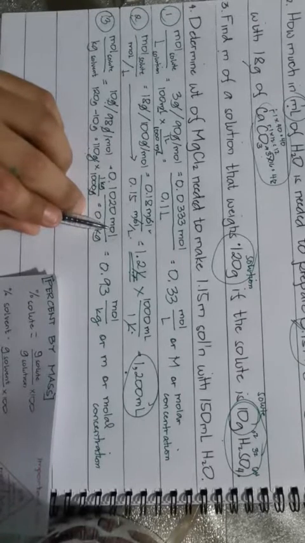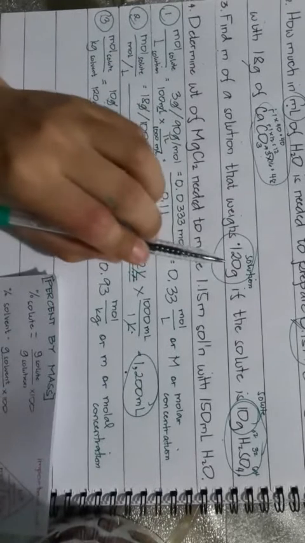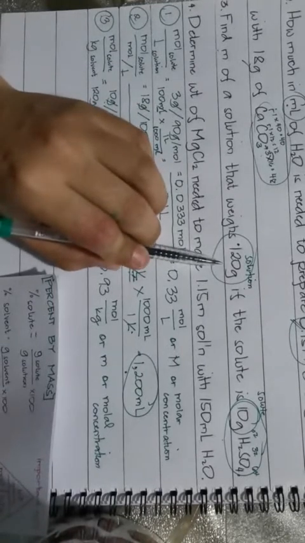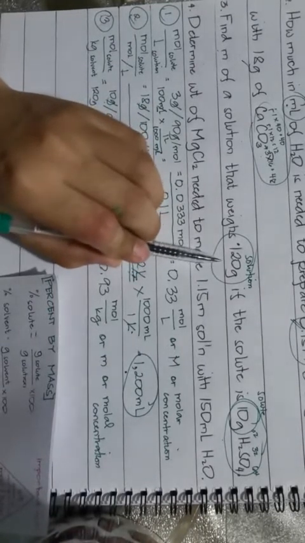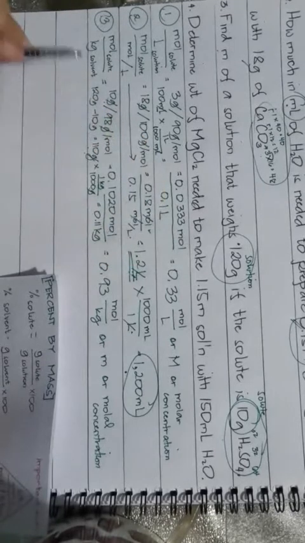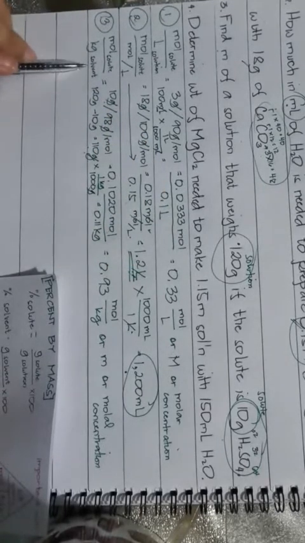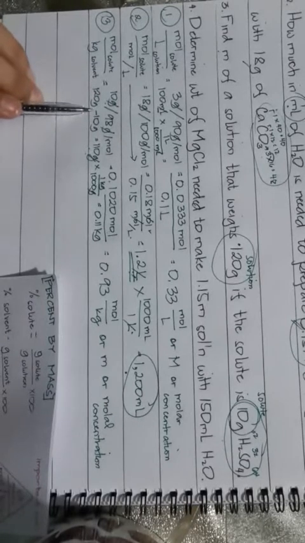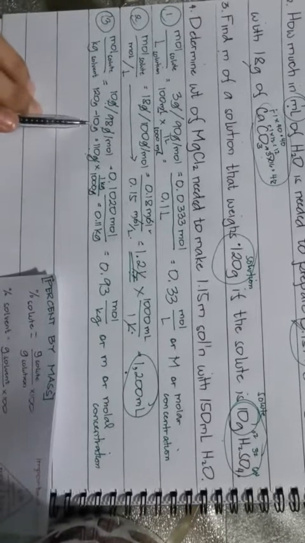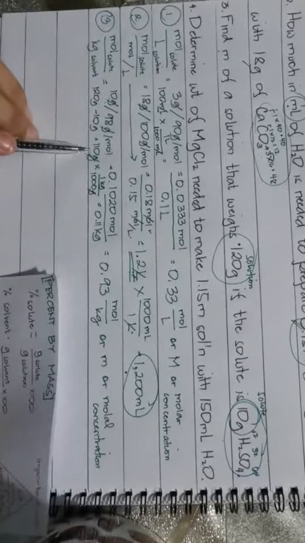Next naman ay yung kilogram ng solvent. Dito sa 120 grams kasi, solution uli siya. So, ibig sabihin, pinagsamang solute at solvent. So, para makuha natin yung solvent, kailangan natin isubtract yung solute doon sa solution. So, ito yung solution minus our solute, which is 10 grams. Ang solvent natin ngayon ay 110 grams.